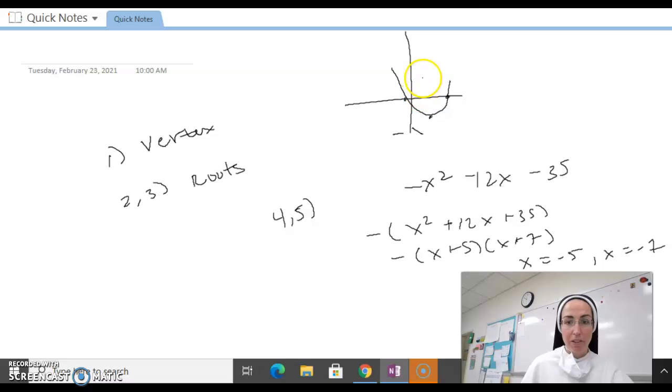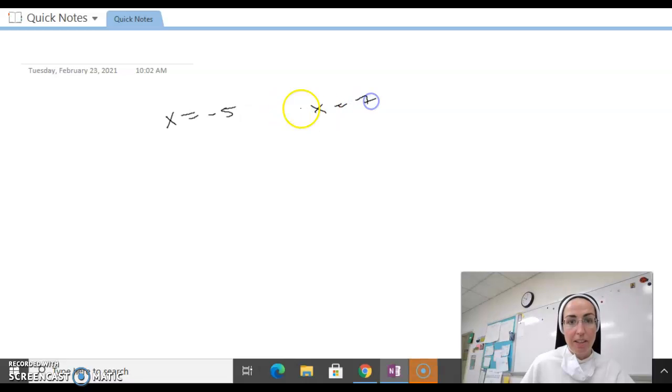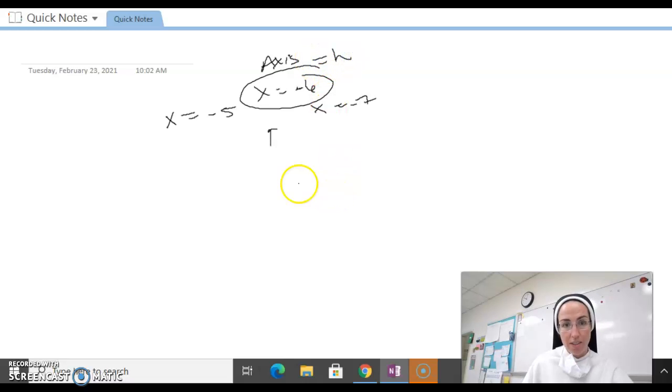Next, I can find my vertex. Now, if I have my roots, I can use the axis of symmetry. So if I have a root at x equals -5 and x equals -7, then halfway in between is x equals -6. So that's my axis of symmetry, which is also the same as h. So all I have to do is put this h back into the original equation and I'll get k out.